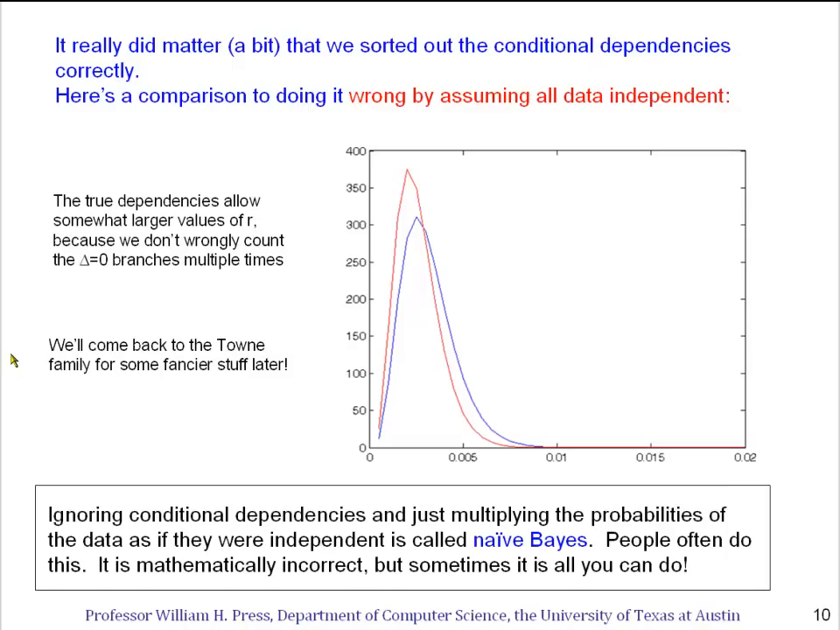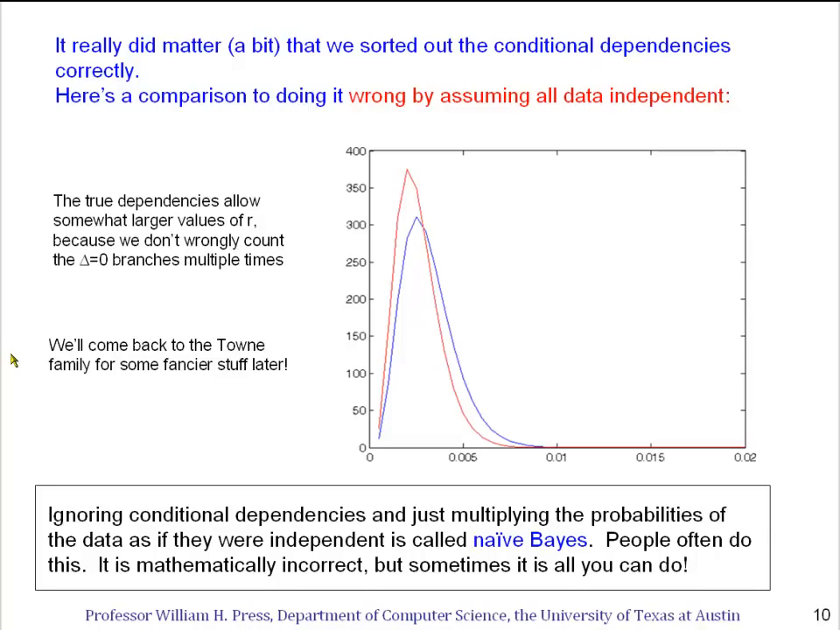In general, this idea of ignoring conditional dependencies and just multiplying the probabilities of the data as if they were independent, people actually do that. That's called naive Bayes. And it's just what the name says. It's naive because in real life, when you have a complicated data set, there really are dependencies, and an accurate model really would figure out how to disentangle them. But people often do naive Bayes.